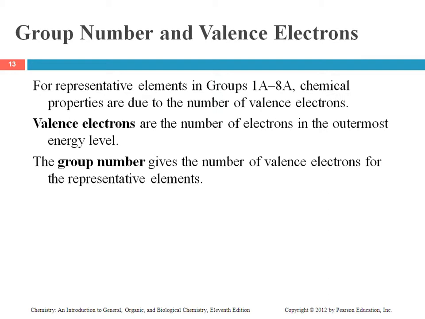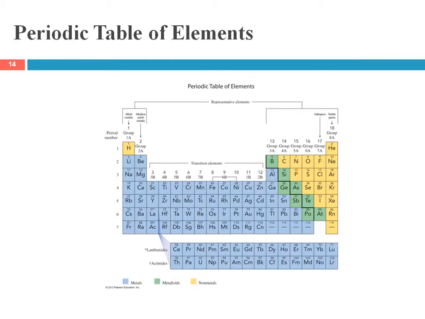For our representative elements, group 1A through 8A, basically the number of valence electrons is equal to the group number. So the group number gives the number of valence electrons for the representative elements. That's the only thing we're really worried about for the purposes of this class. If we look at the periodic table, here are our group 1A, 2, and then we skip all over here, 3, 4, 5, 6, 7, 8.